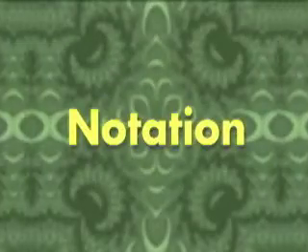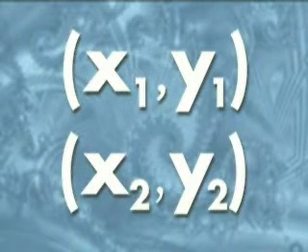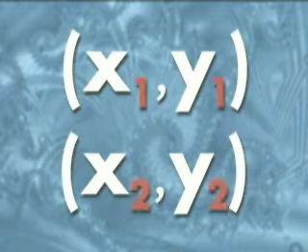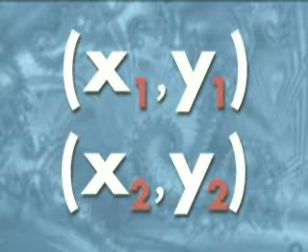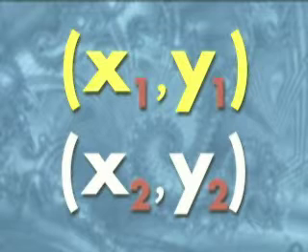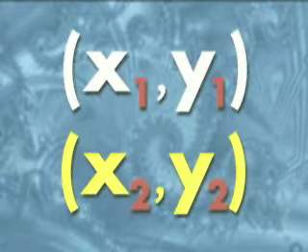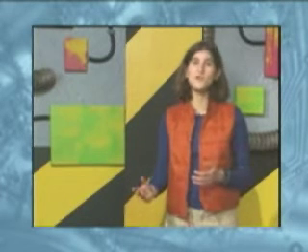Now, before I show you the formula for the slope of a line, I want to explain a few pieces of algebraic notation that are commonly used in finding the slope. In algebra, to represent the coordinates of 2 different points, we use this notation. The sunken numbers following the x's and y's are called subscripts, and the notation is read x sub 1, comma y sub 1, and x sub 2, comma y sub 2. The subscripts are used to help distinguish between different pairs of coordinates.